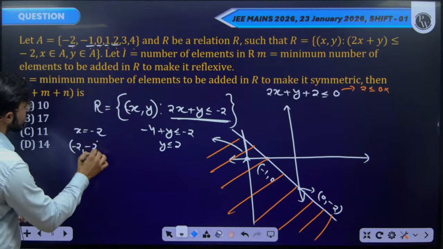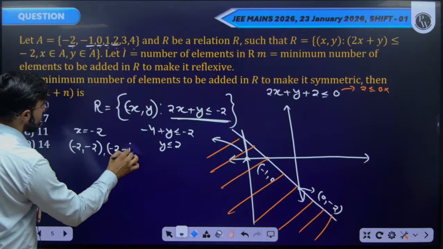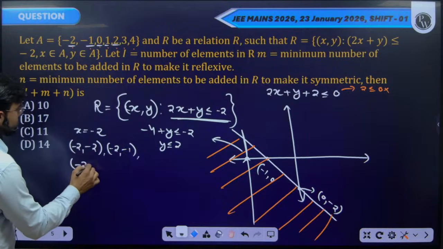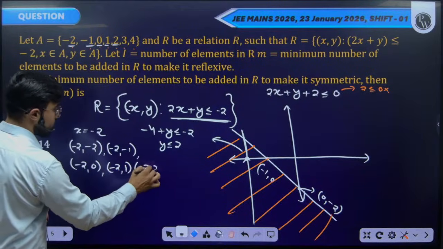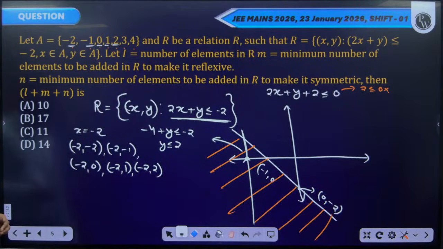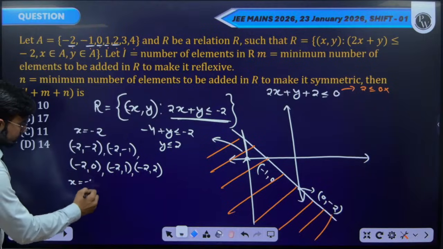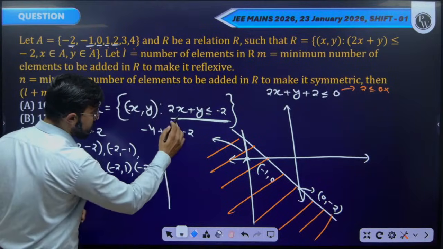Minus 2 comma minus 2, minus 2 comma minus 1, then minus 2 comma 0, minus 2 comma 1, and minus 2 comma 2. Okay. For x equals minus 1, what are the ordered pairs we have? I put x equals minus 1 here.